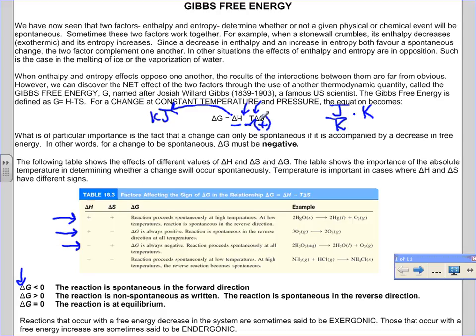Because the delta H is going to be positive, depending on the size of the delta S and the temperature at which the process is taking place, this term can be larger than the enthalpy and can lead to an overall negative value for our Gibbs free energy, which would mean that we have a spontaneous process.